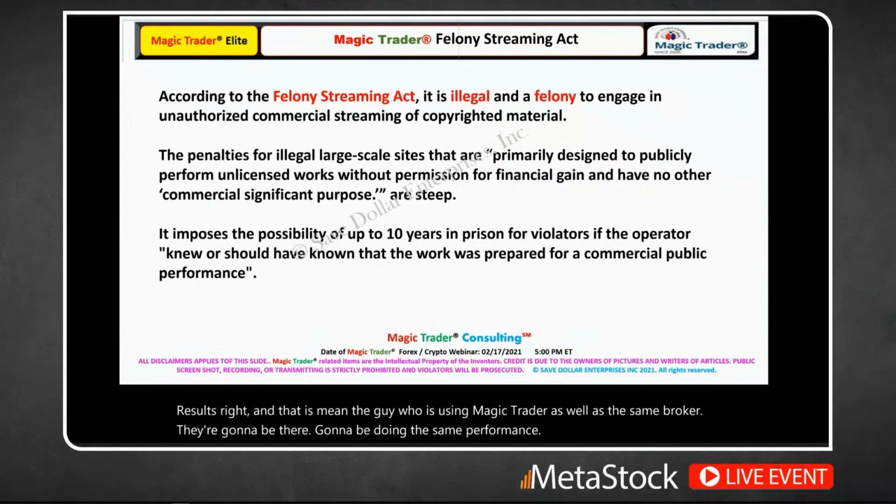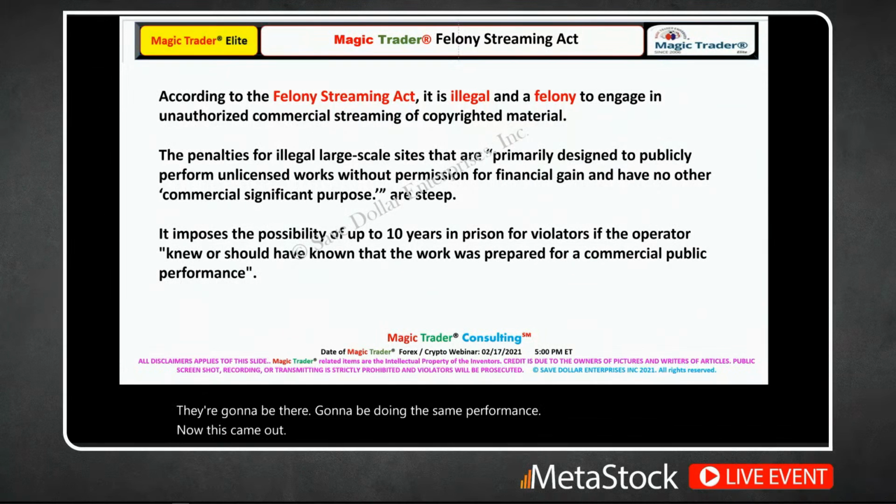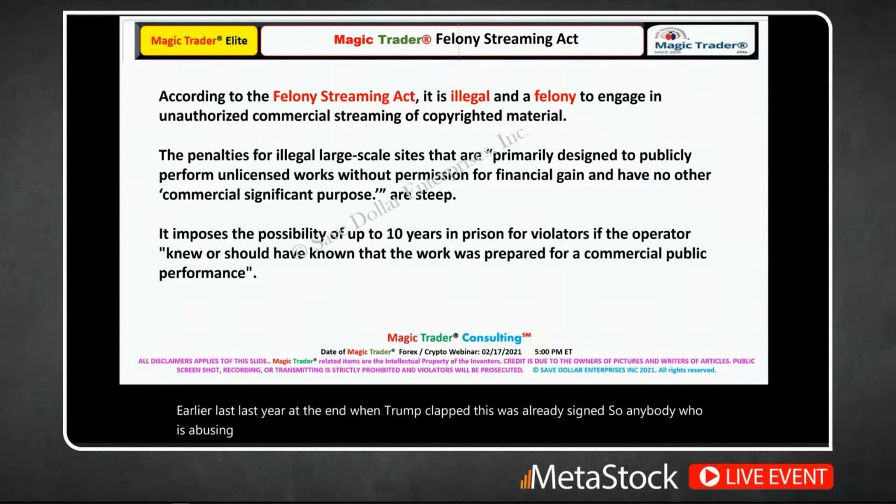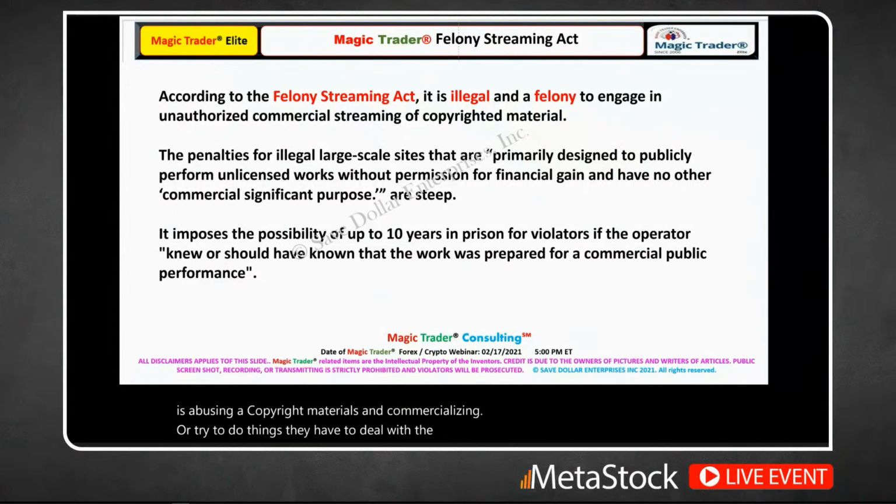Now, this came out earlier last year, at the end, when Trump left. This was already signed. So anybody who is abusing copyright materials and commercializing or trying to do such things has to deal with the regulators now. So please stay away from all the piracy and all kinds of that stuff. It's not healthy.